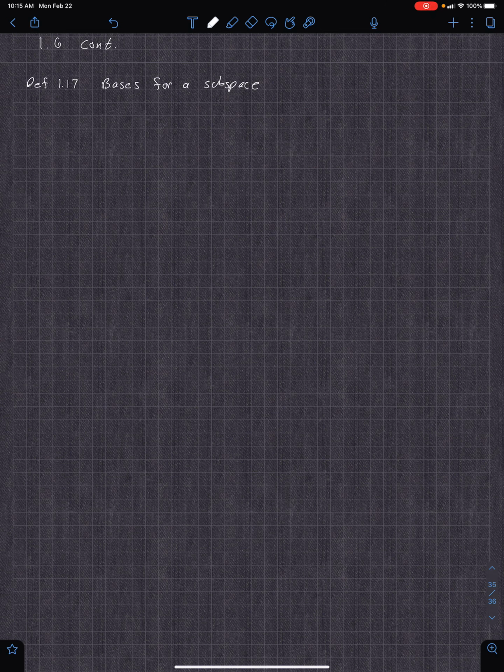Continuing in 1.6, let's look at definition 1.17, basis for a subspace. So the concept of basis is what we're really focusing on here. And so let's let W be a subspace of Rn.